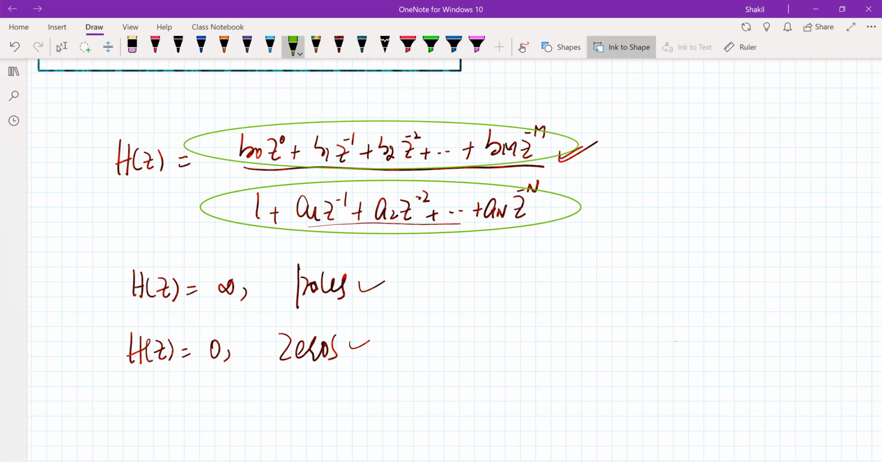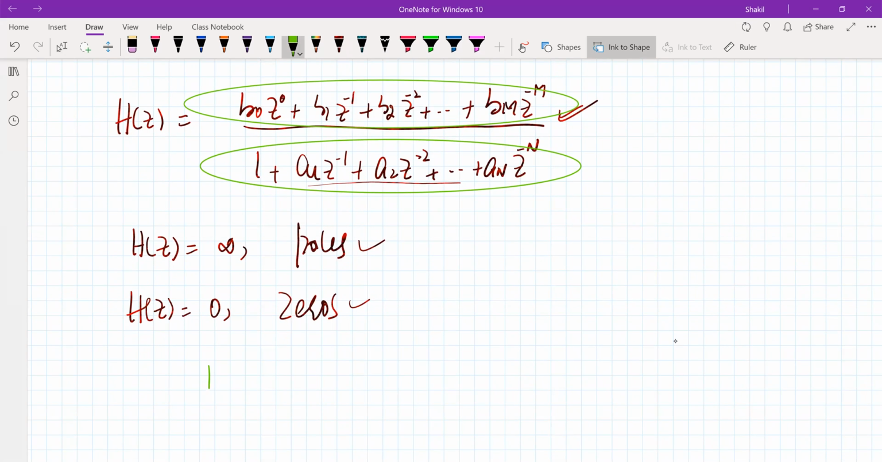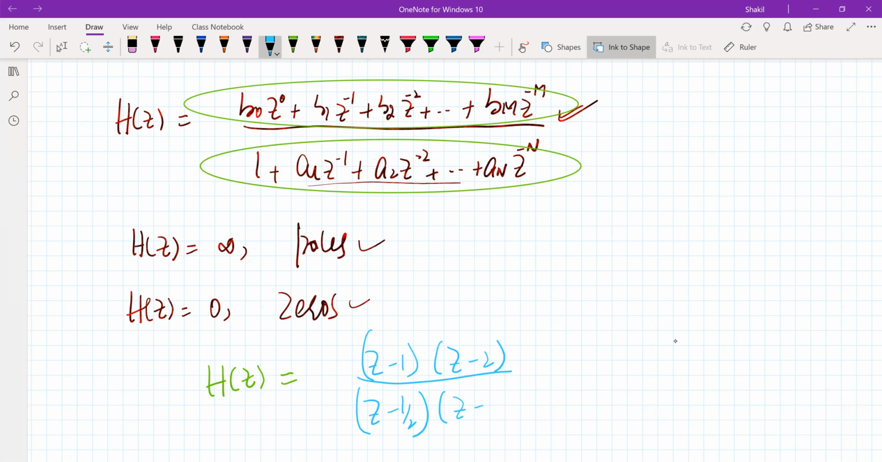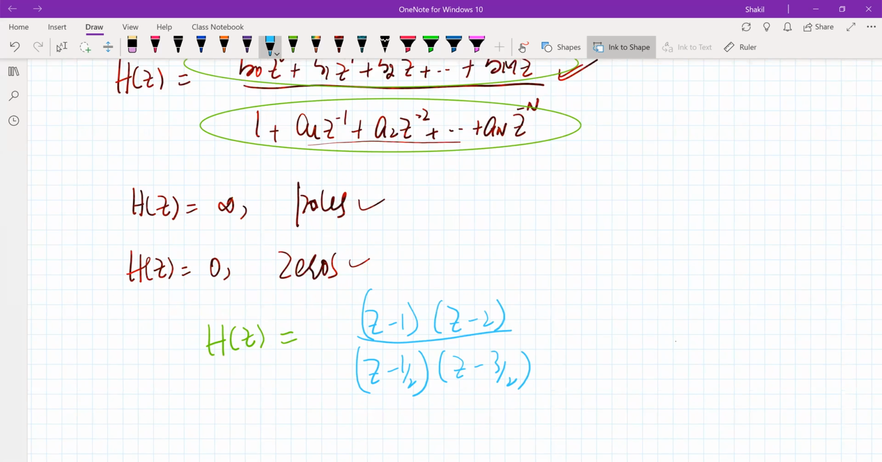Right. Now let me illustrate this. Let me give a simple example. Suppose the transfer function looks like this: (z minus 1)(z minus 2) divided by (z minus 1/2)(z minus 3/2). So this is our system.